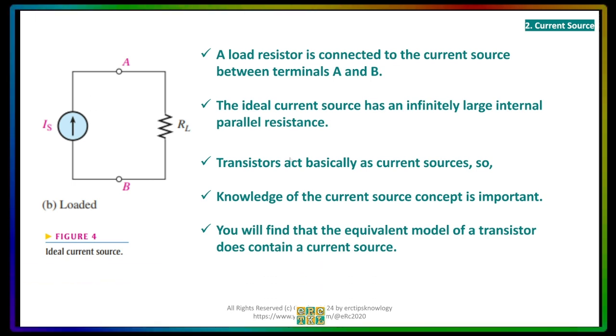So, transistors act basically as current sources. So, when you do the transistor topics later on, you will see that the transistor is a basic current source. So the knowledge of the current source is important, and you will find that the equivalent model of a transistor will really contain a current source. But we will be having that later on when we talk about transistors in other courses. So again, this is the ideal current source, and there's no internal resistance.